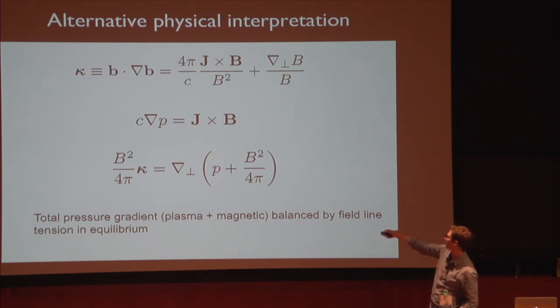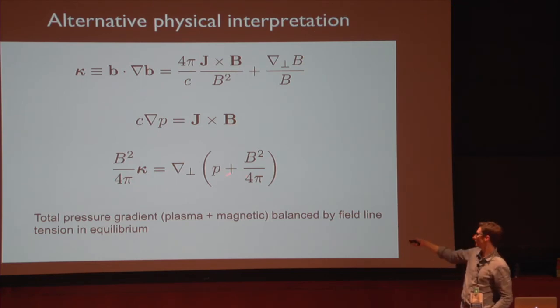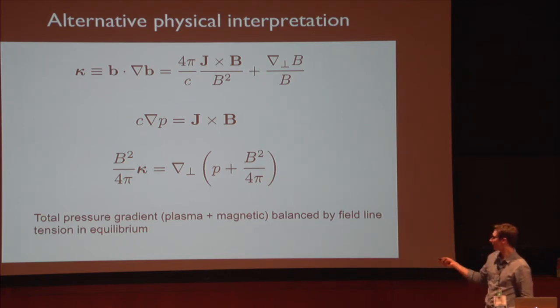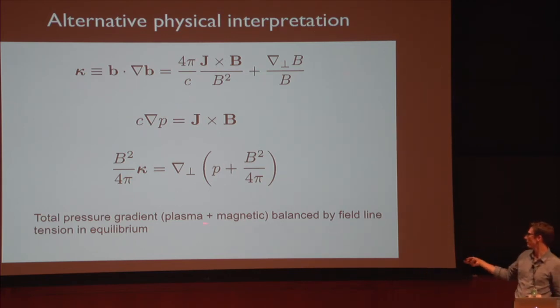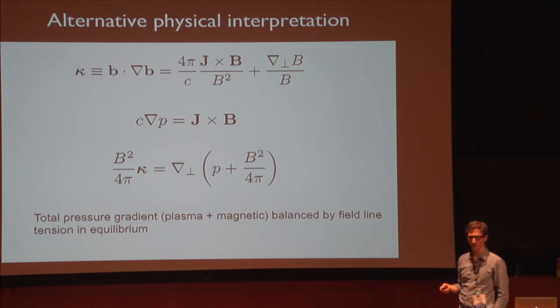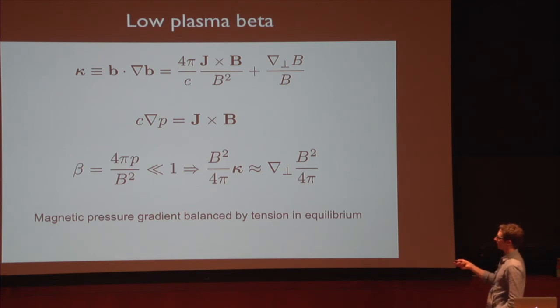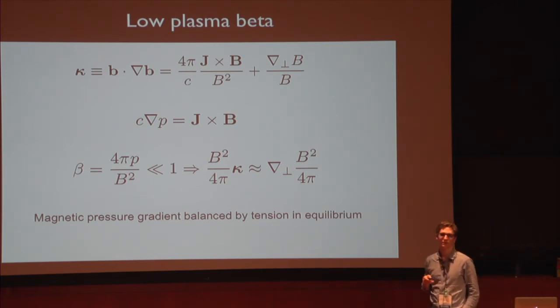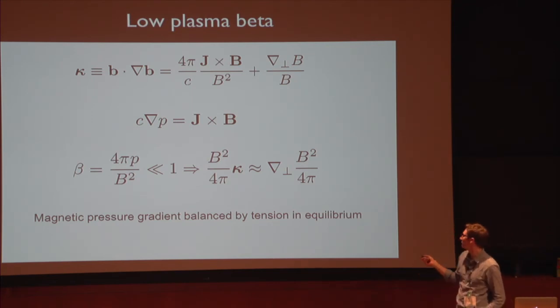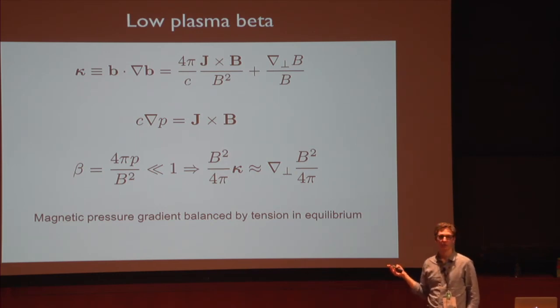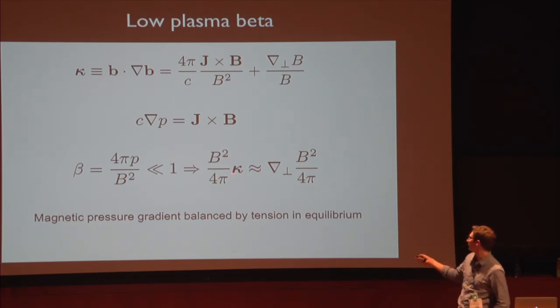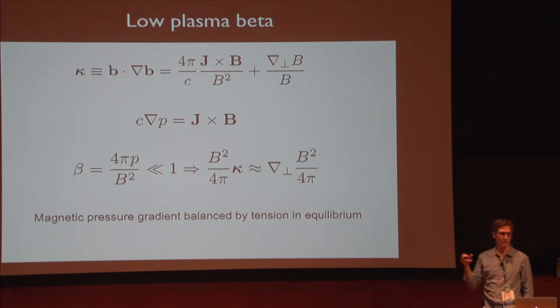And then you have forces over here on this side which come from gradients in the pressure and gradients in this B squared, which, because of its similarity to the scalar pressure here, is called the magnetic pressure. So in equilibrium, the total pressure gradient, the sum of these two things, is going to be balanced by field line tension. And because beta is much less than 1 in fusion plasmas, you can typically neglect the plasma pressure in this expression. So the dominant balance is simply between field line tension and magnetic pressure.